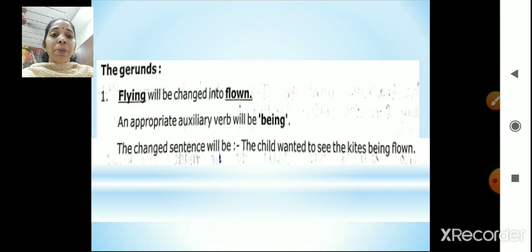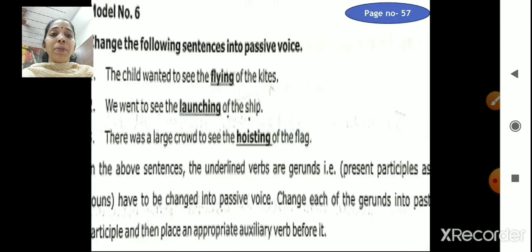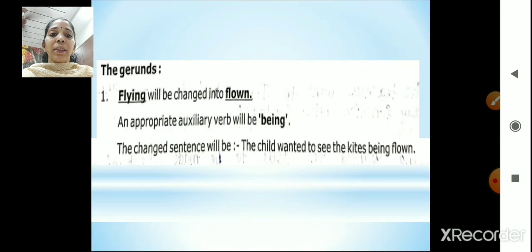Let's see the example here. The first example: the child wanted to see the flying of the kites. Now flying will be changed into flown. An appropriate auxiliary verb will be being. The changed sentence, how will it read? It will be: the child wanted to see the kites being flown.